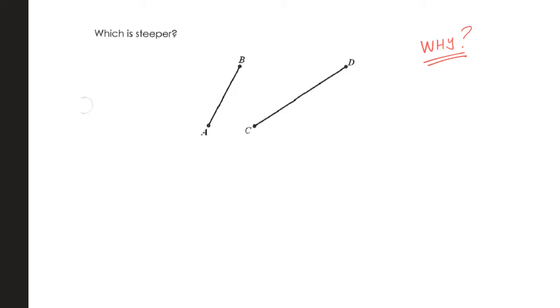Now, I'm hoping that everybody could simply answer the question, line segment AB is steeper. But now what I want you to consider is that red question off on the side. Yeah, but why is it steeper? And we need to have a better answer than just, well, it is, like you can tell.